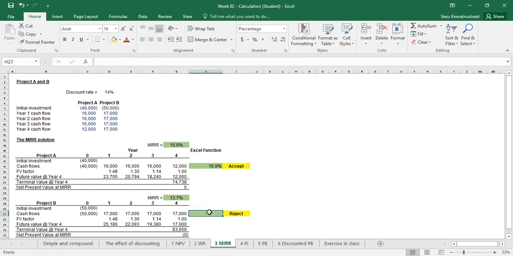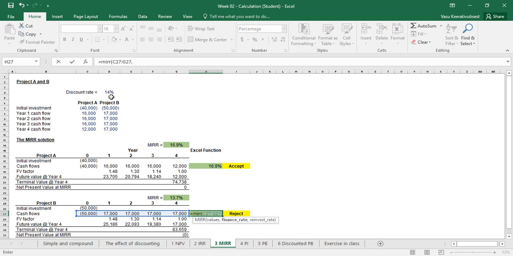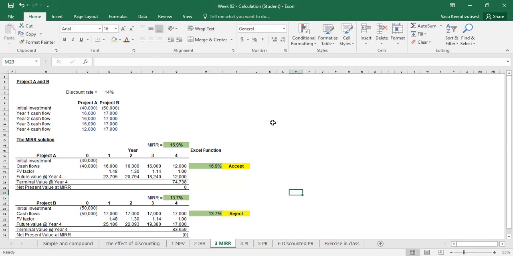So let's try the Excel function MIRR, open parenthesis, and then you select all values, comma, finance rate and reinvestment rate. Since they need compounding, you see right now, whether you calculate manually or by the MIRR function, they should bring you to the same numbers. So this is how we look at MIRR.